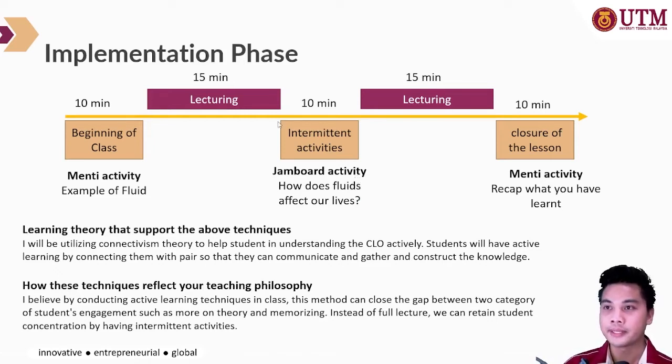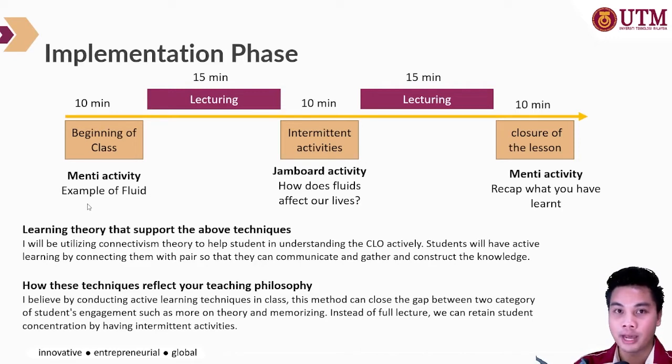Okay, constructive alignment. The first part, I would like to focus specifically on the active learning method. In this method, I have constructed it using the bookend approach. In this bookend approach, for example, this is a 1 hour class. At the beginning of the class, for 10 minutes for example, I will use a Mentimeter activity. Here, I need the students to respond with examples of fluids. Of course, I need the students to familiarize themselves with the fluids around them.